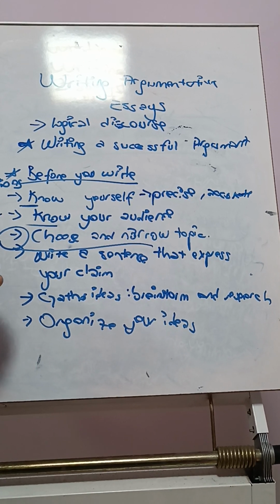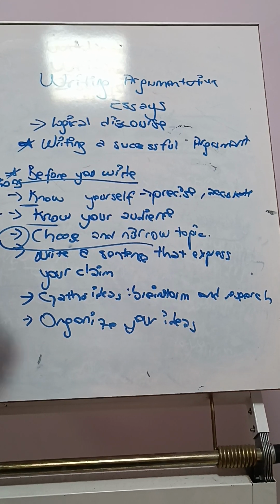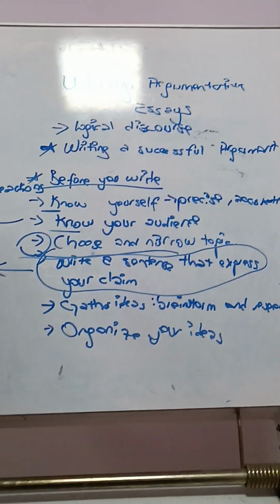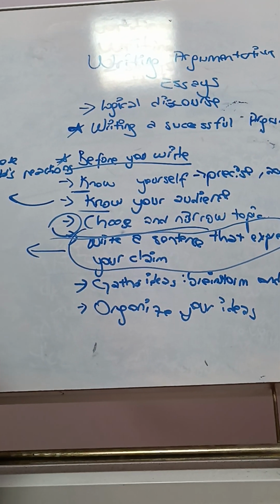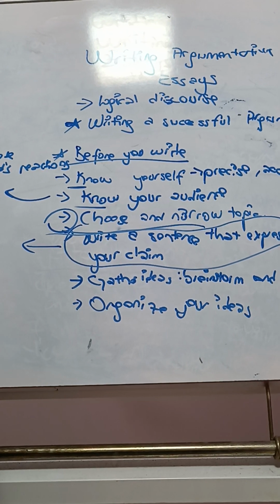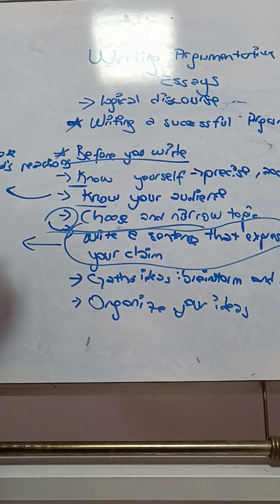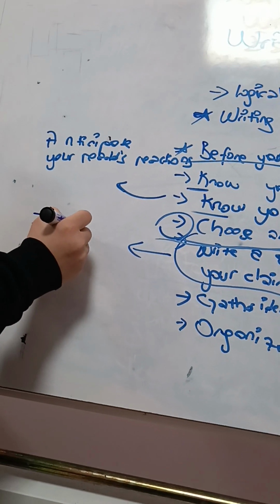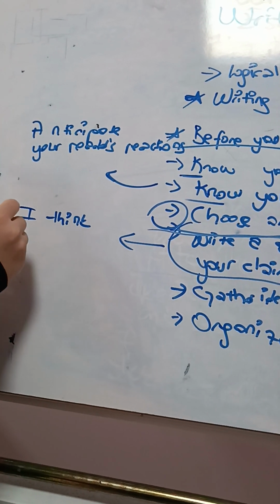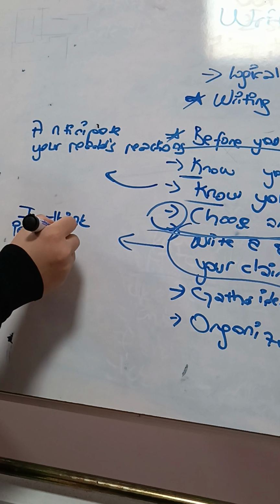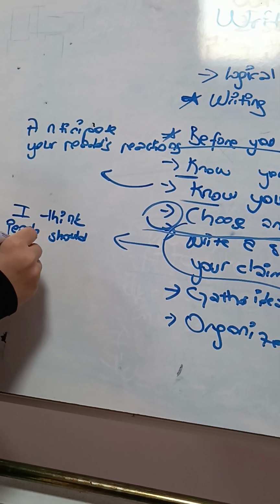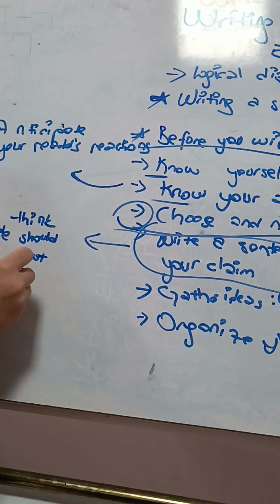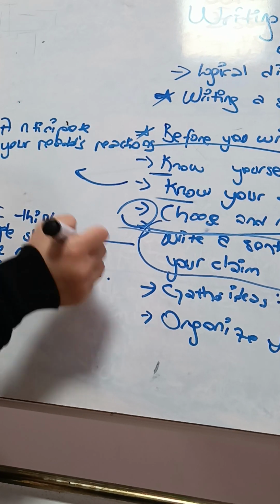Write the sentence that expresses your claim. Once you have decided what you want to write about, formulate a single sentence that presents the central claim of your argument and write it on a blank sheet of paper. For example: I think, people should, we must, it is true that, and so on.